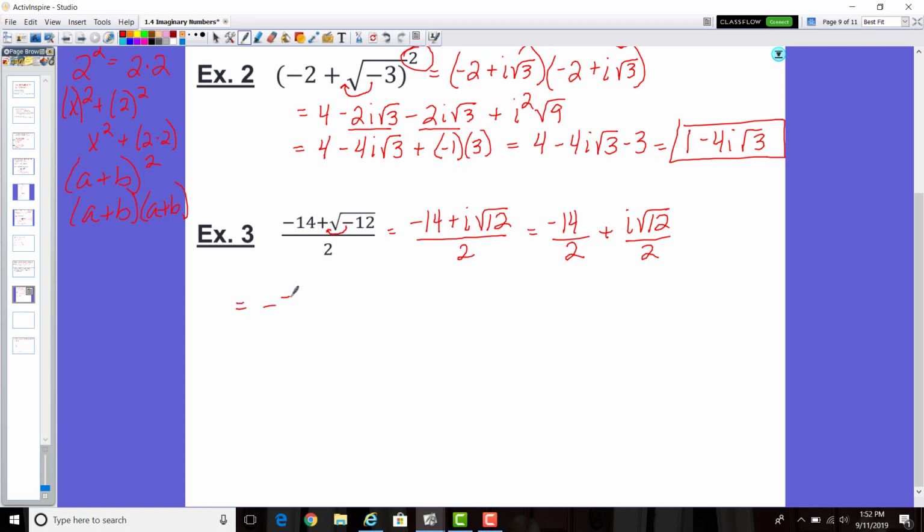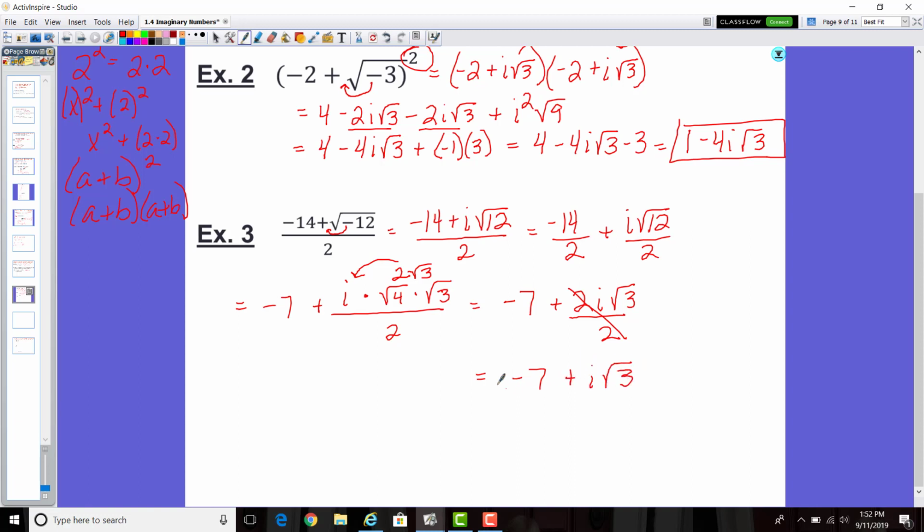Negative 14 over 2 reduces to negative 7. i radical 12. i is going to get multiplied by the reduced form of radical 12. And that is going to be 4 times 3. The square root of 4 is 2. So we have 2 radical 3 there. Times i is going to give me 2i radical 3 over 2. And then my 2's can reduce. So my final answer is negative 7 plus i radical 3.